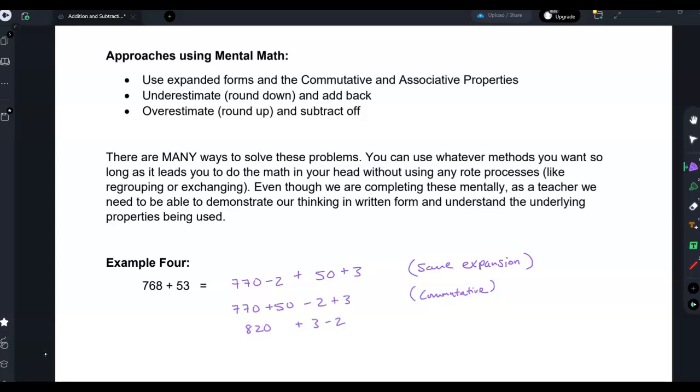So if we were going over by 2 here and under by 3 here, then I would say, well, over by 2 means I now need to subtract 2. Under by 3 means I now need to add 3. That's the same thing as just adding 1. And so we end up getting 821.